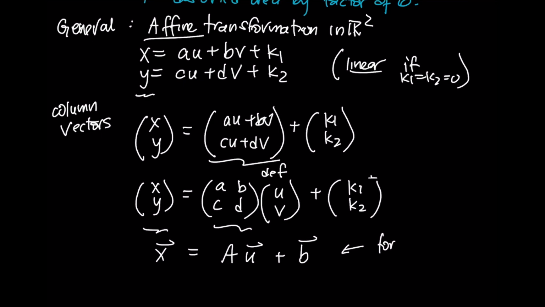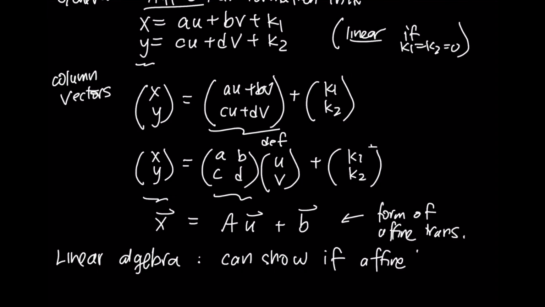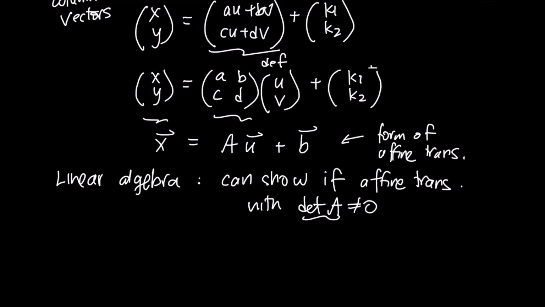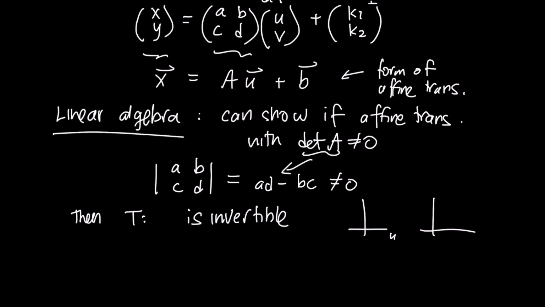This is the form of an affine transformation. Now, again, if it's a linear transformation, that b term would be equal to 0. Now, from linear algebra, if we have an affine transformation with a determinant of the matrix A not being equal to 0, remember that the determinant of a 2 by 2 matrix is simply the product of diagonal entries that are then subtracted. So if we follow linear algebra ideas, we can show that if we have an affine transformation with a determinant that is non-zero, then that transformation turns out to be invertible. If there's a transformation that takes you from the UV plane, there's a way to reverse it.